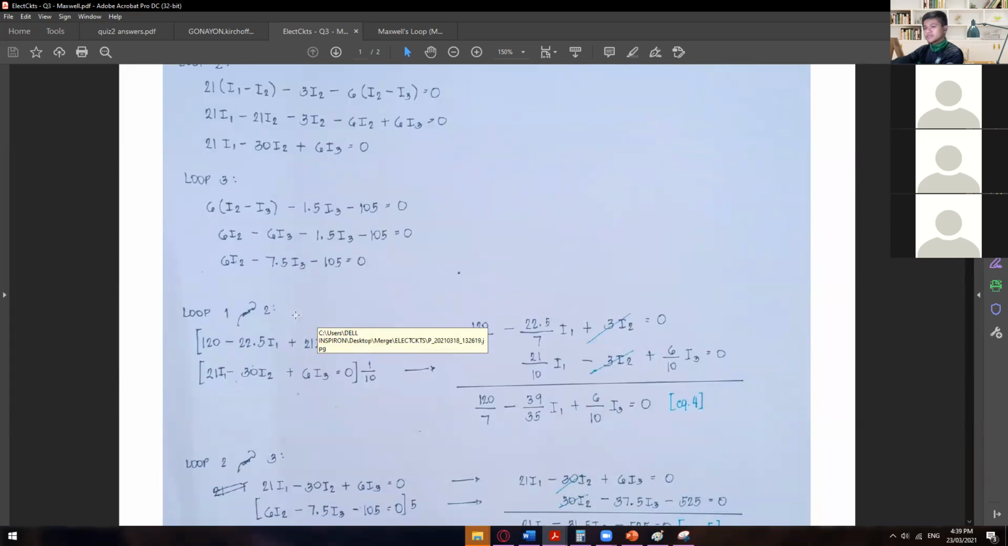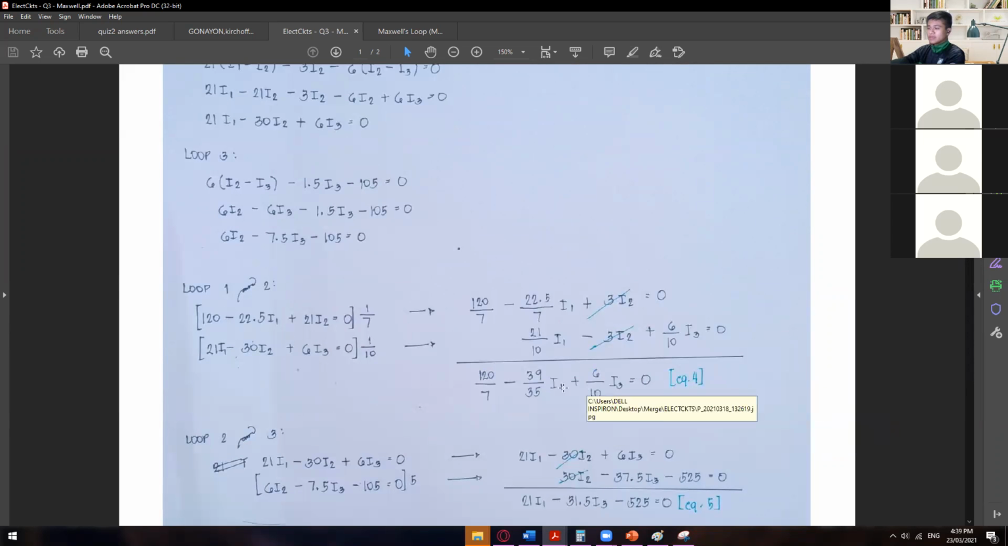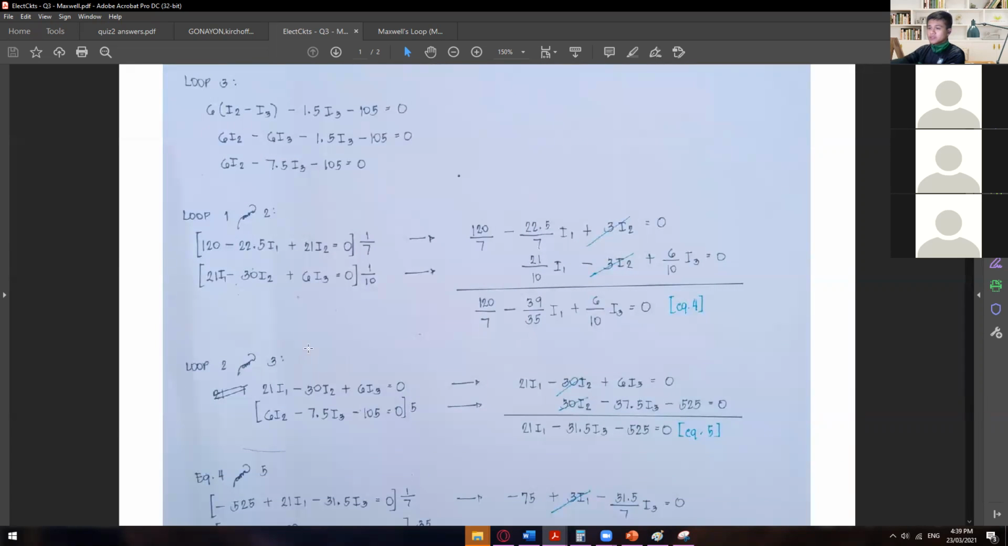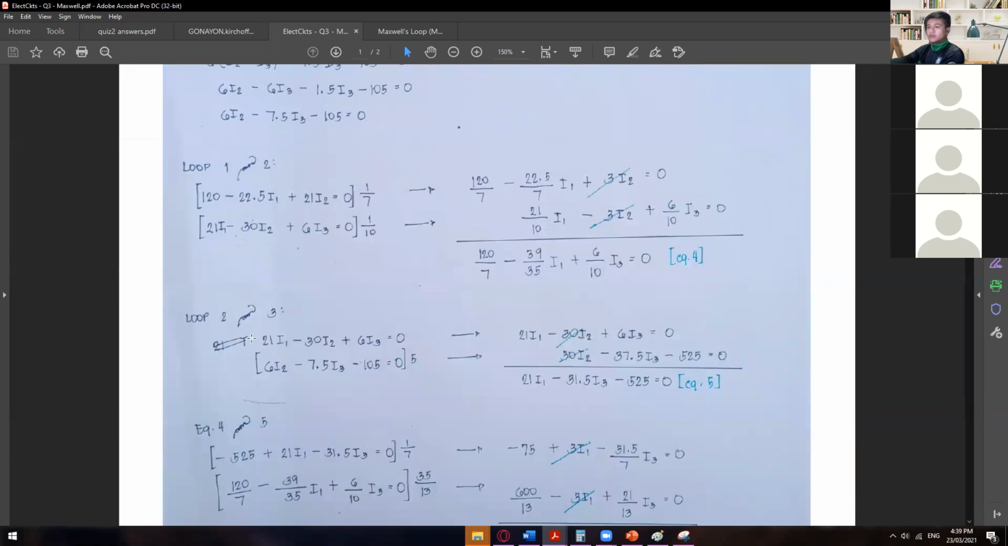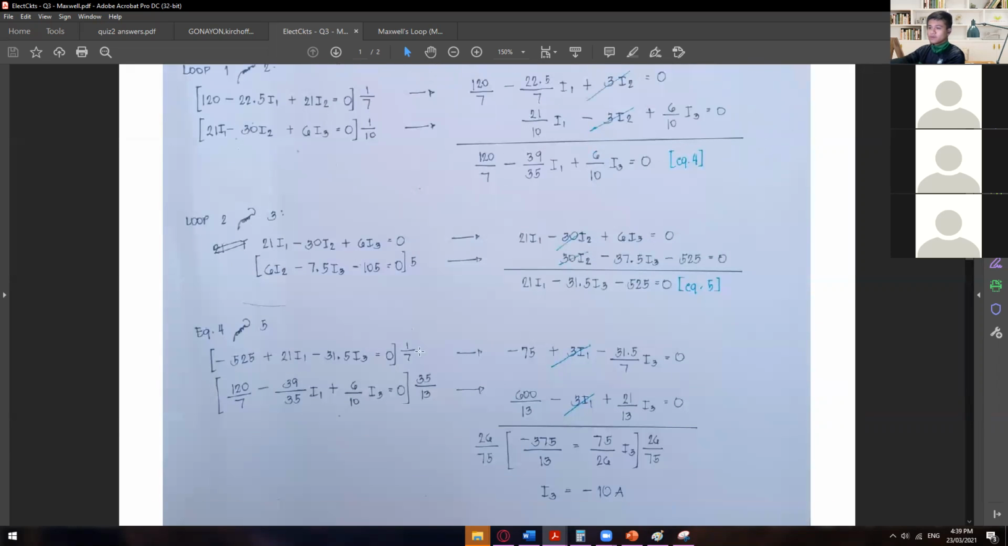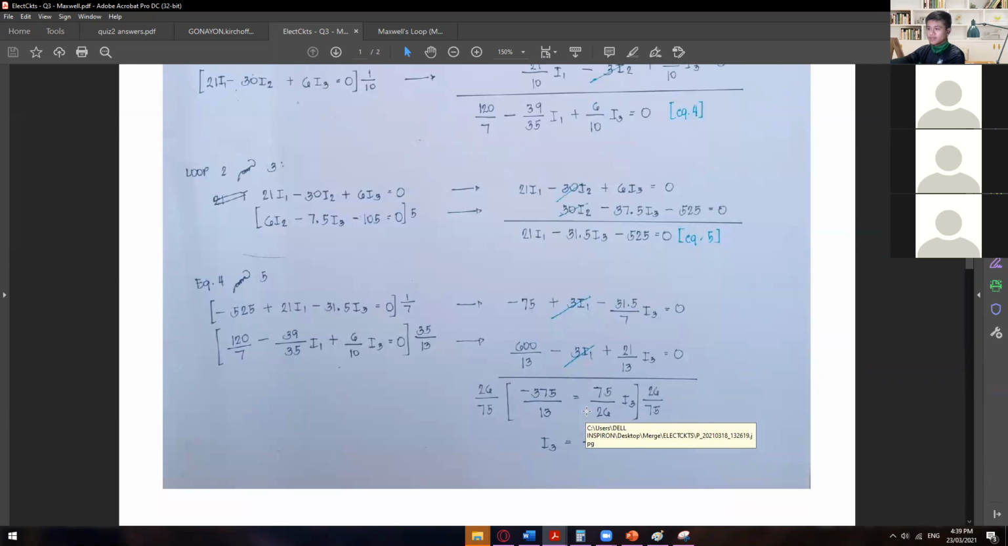You can use equation 1 and 2 to eliminate one variable, which is the I2. So this is the newly formed equation, which is equation number 4. And you can also use equation number 2 and 3 to eliminate the I2. So from here, it will leave you I1 and I3. And then you can now use equation number 4 and 5 to combine and eliminate one variable.